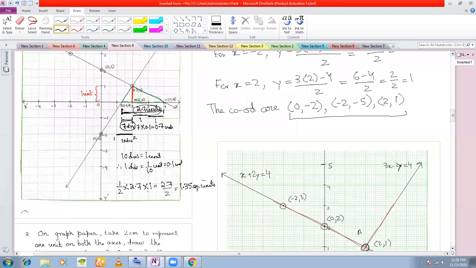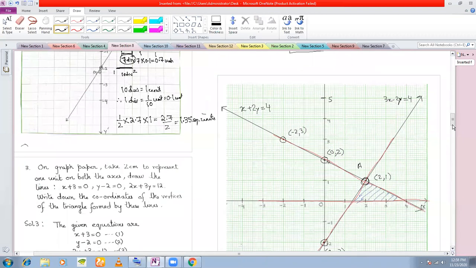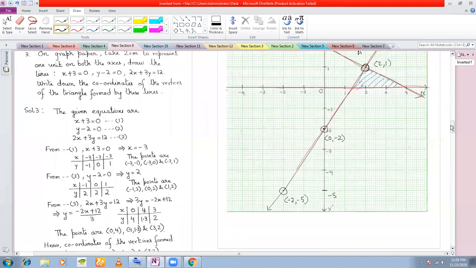Any questions? With the length 0.7 units, no questions with that? Okay. No, sir. No questions. Then we'll proceed with the next one. We have finished this problem.